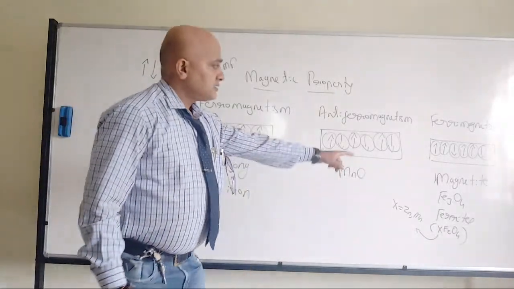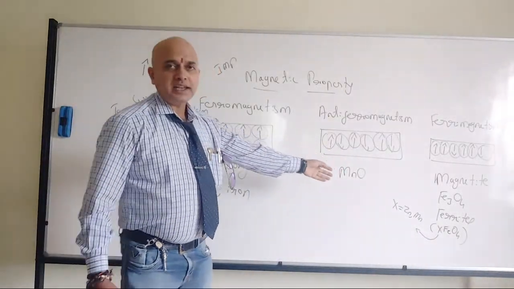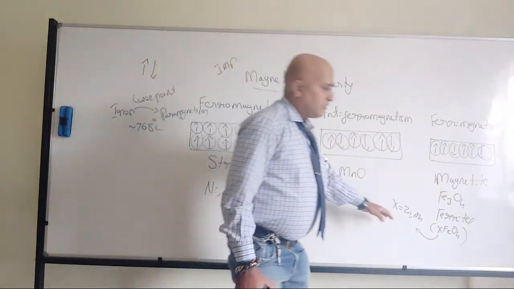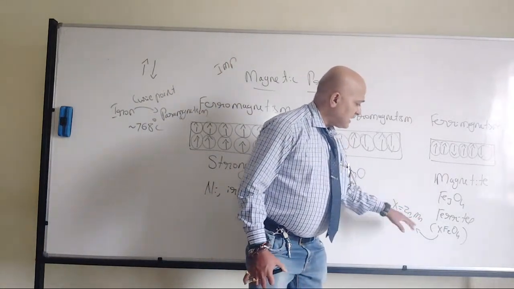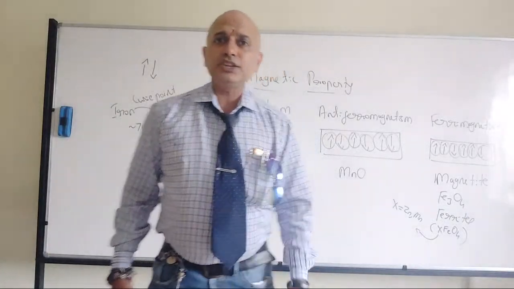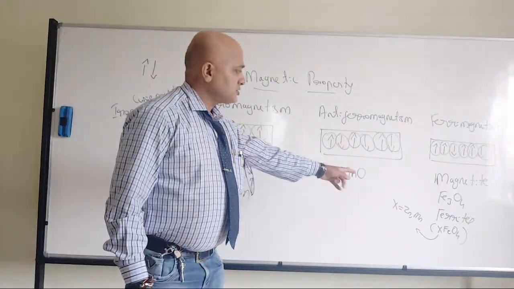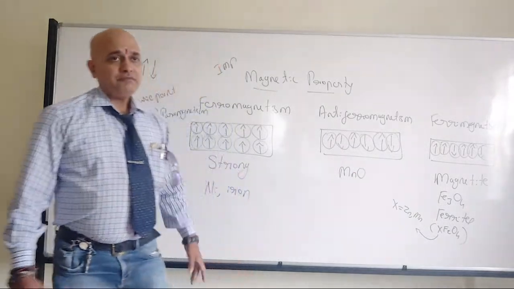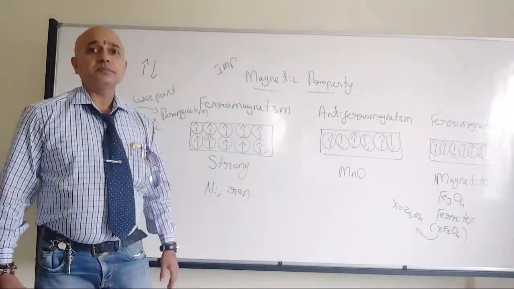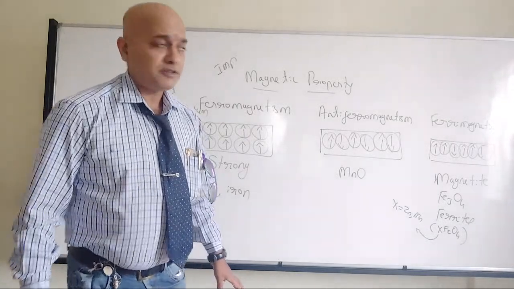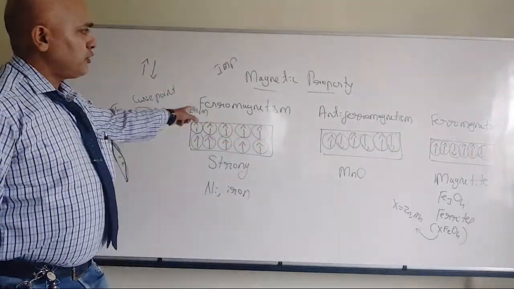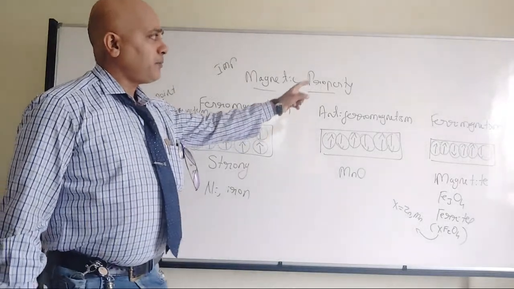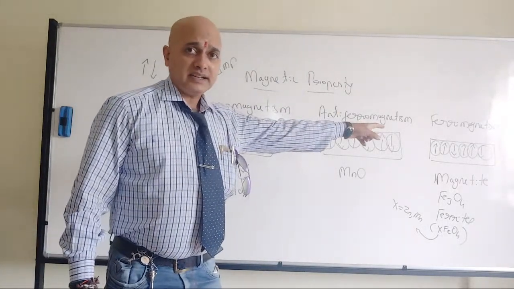So I was telling, even ferrites, you can remember the examples. X can be zinc, manganese, even magnesium, they all belong to ferrites. The general formula is XFe2O4, where X can be some of the other transition metals. So that's where we have ferromagnetism, antiferromagnetism and ferrimagnetism.